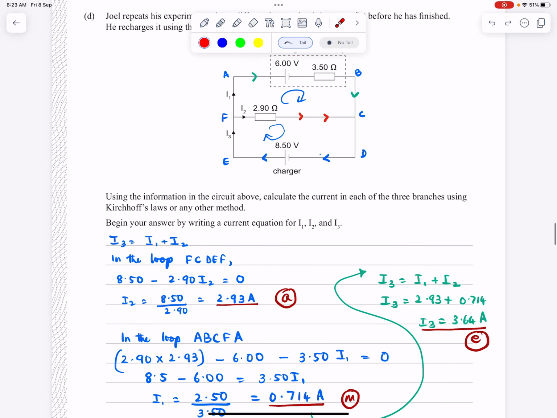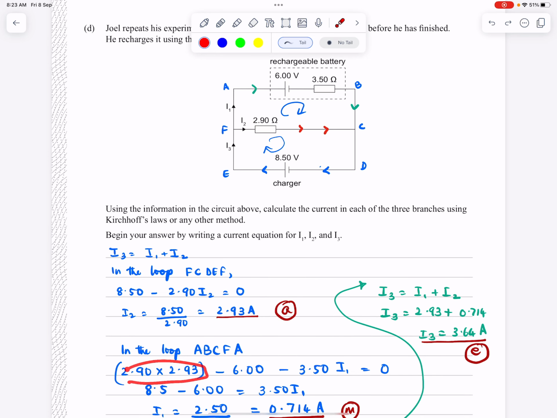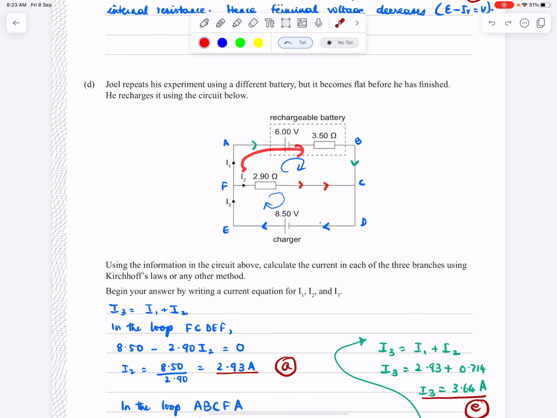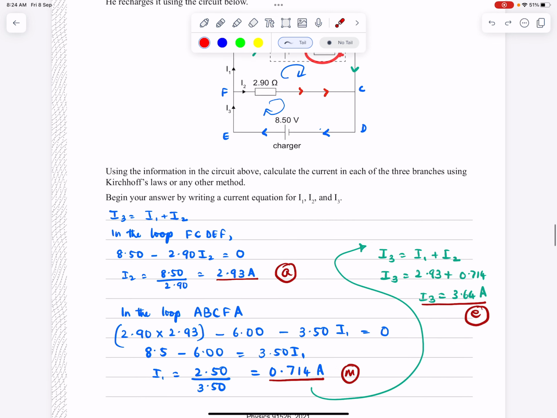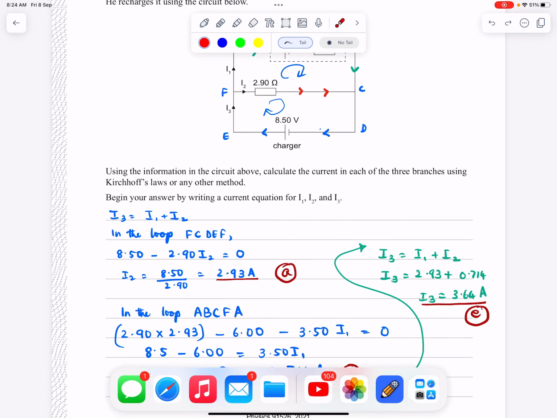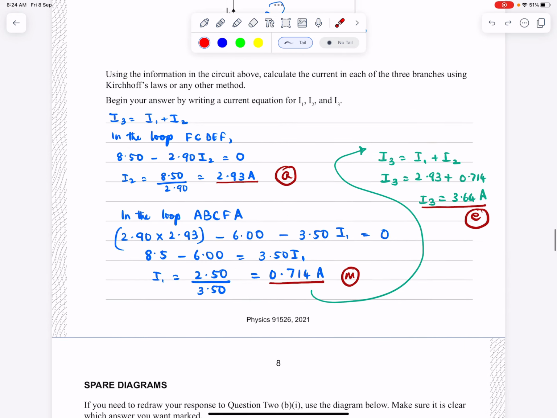Now in the top loop, I started from here, and I'm going anti-clockwise, so it has more energy when you're going through. So it's 2.90 times 2.93, so resistance times current is voltage. And then I'm going out of the negative terminal, so that's why I got the minus 6. And I'm going with the current, or the current has less energy when it comes out of the resistor there. So you get minus that, and that's how you get your answer for I1. And then I go back to this equation to get my I3. So once you get all the 3 currents, you get your excellence, and that's this paper.